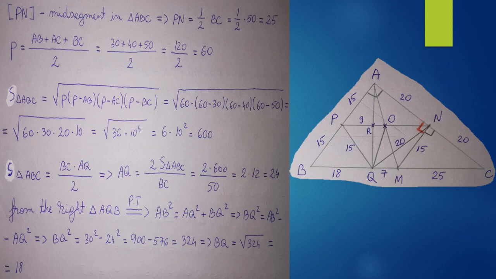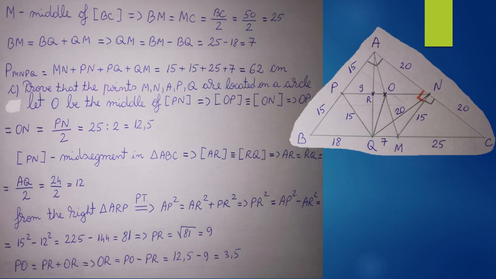From the right triangle AQB, we have with Pythagoras' theorem that AB squared is equal to AQ squared plus BQ squared. So BQ squared is equal to AB squared minus AQ squared. So BQ squared is equal to 900 minus 576, which is equal to 324. So BQ is equal to the square root of 324, which is equal to 18.